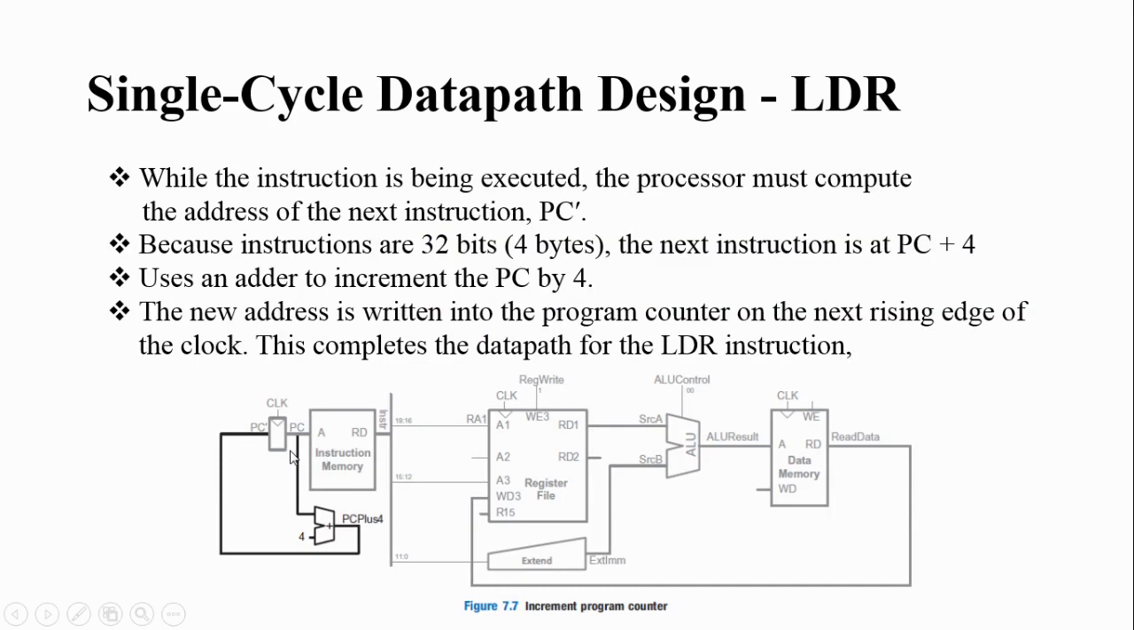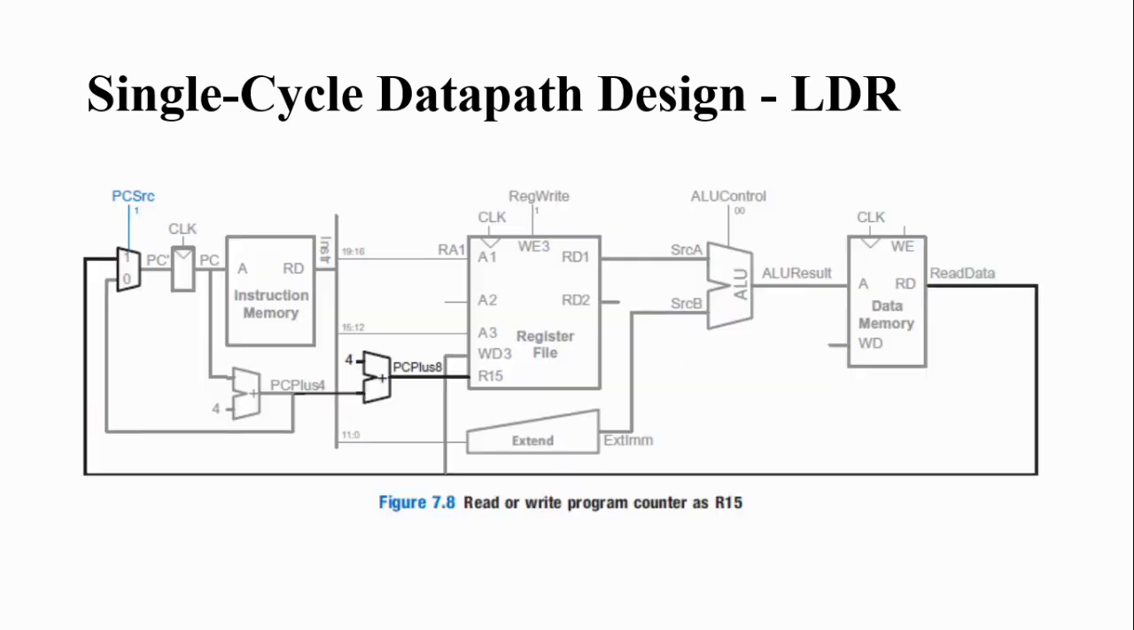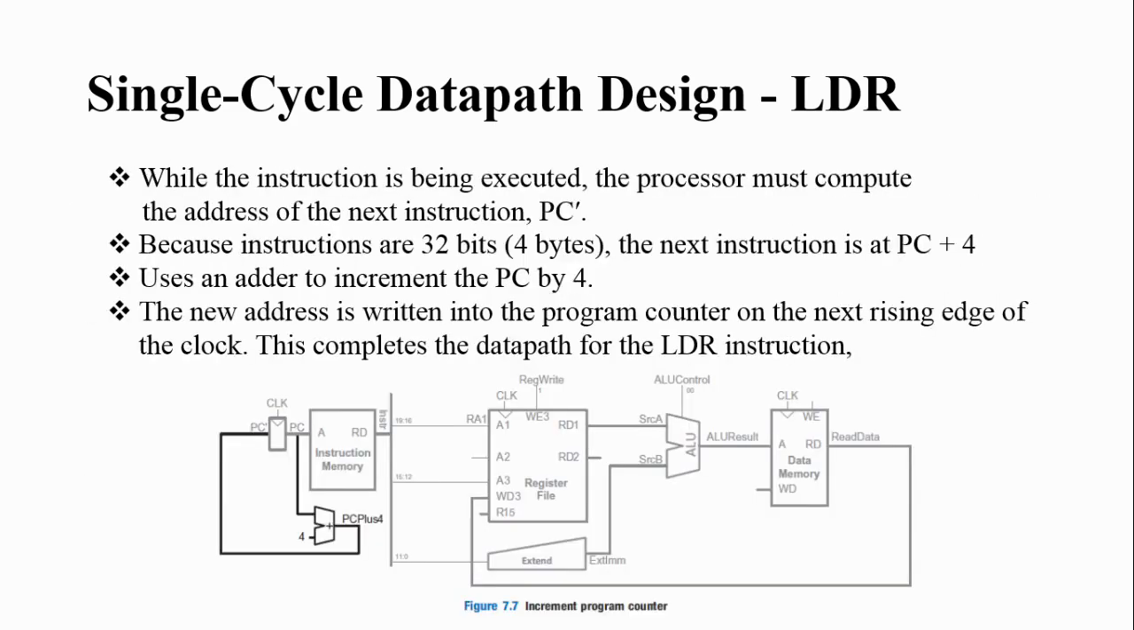So for incrementing the program counter, you are adding one more ALU here with the plus operation, and one input is 4, right? By using this, program counter +4 will be done, and the new program counter will be given as input to the program counter, right? So this is how you are incrementing the program counter to the next instruction. So this completes the load operation.